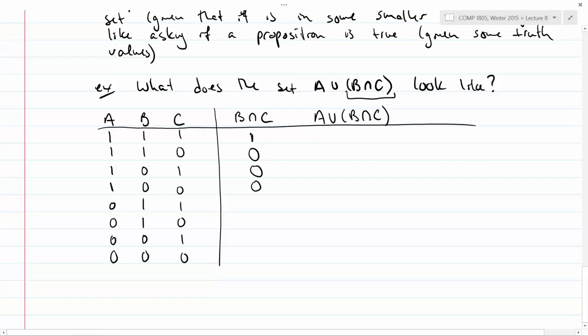And we get a similar sort of thing down here. It's in both B and C, so it's in the intersection, but it's not going to be in any of those. So now we've figured out when this mystery element is in B intersect C.